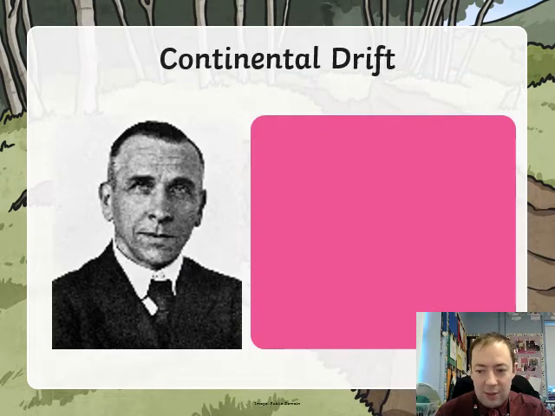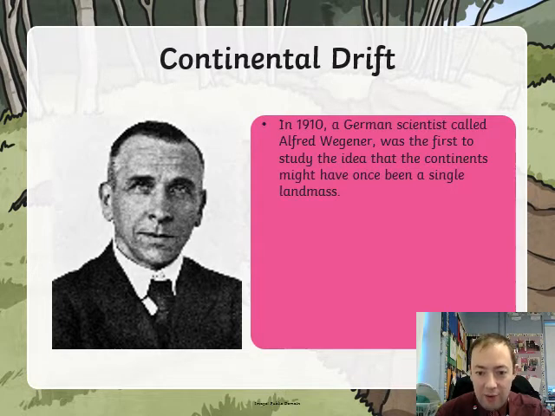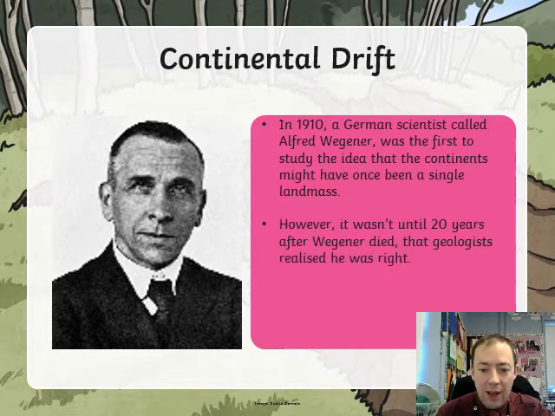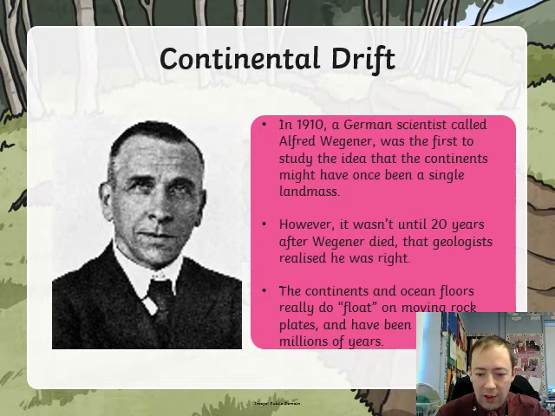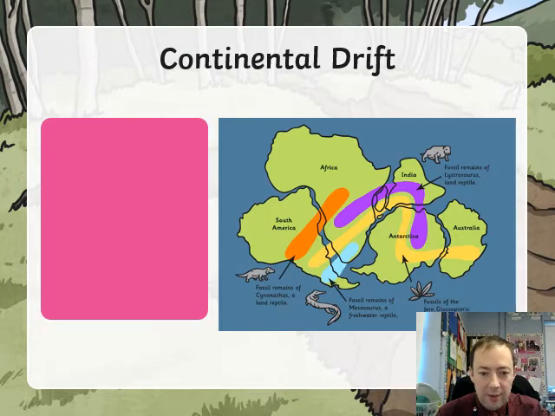I want to tell you about this man, and his name is Alfred Wegener. In 1910, a German scientist called Alfred Wegener was the first to study the idea that the continents might have once been a single landmass. However, it wasn't until 20 years after Wegener died that geologists realized he was right. The continents and ocean floors really do float on moving rock plates and have been moving for many millions of years.